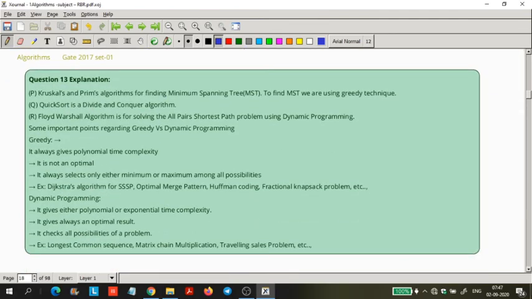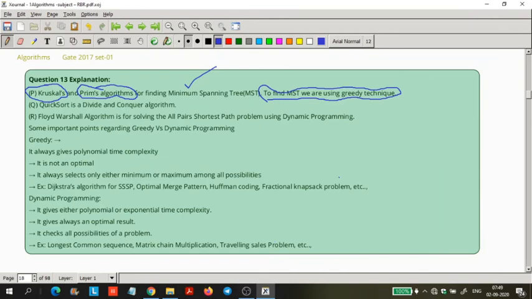Kruskal's and Prim's algorithms are greedy algorithms for finding the minimum spanning tree. So to find the minimum spanning tree, we use the greedy technique.